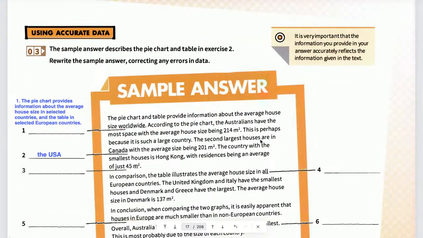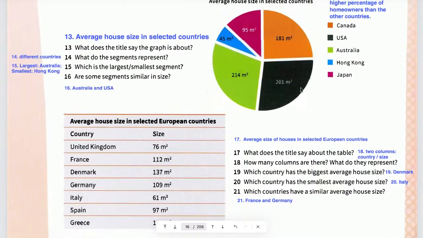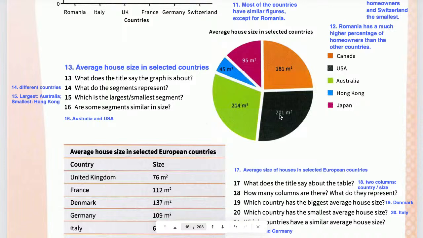The second largest houses are in, and then for USA you have to write the USA. You have to write the USA with the average size being 201 square meter. You can look at the pie chart, you see that. Australia, that is the second largest one, right? What is the largest one?